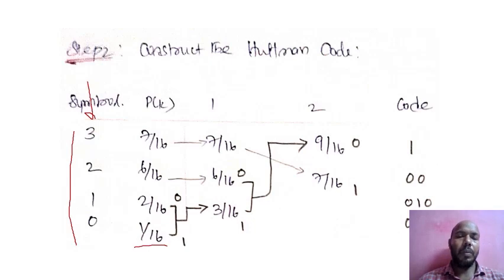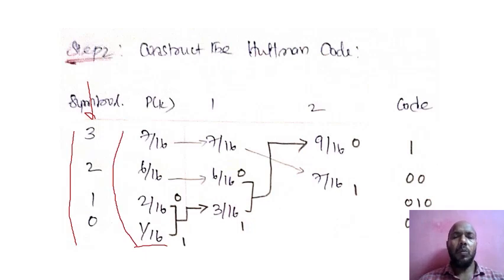Second column is P of K, the symbol probability values. So 4 symbol probability values I have given. One cross checking: if you add all these probability values, it should equal 1. Now I will check again. See, 7 plus 6, 13 plus 2, 15 plus 1, 16. 16 divided by 16 is 1. So here we conclude our procedure is correct. We calculated the probability values in the correct manner.